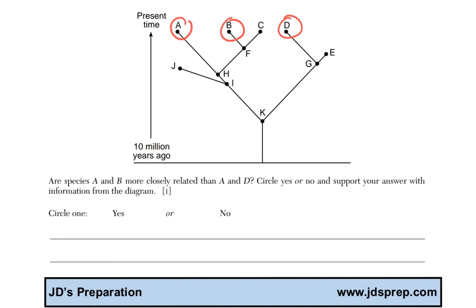When interpreting a given phylogenetic tree, it is important to remember that two species are more related if they have a more recent common ancestor. Let's first start by looking at species A and species B to see where their common ancestors are. Next, let's look at species A and species D and see where their common ancestors are.